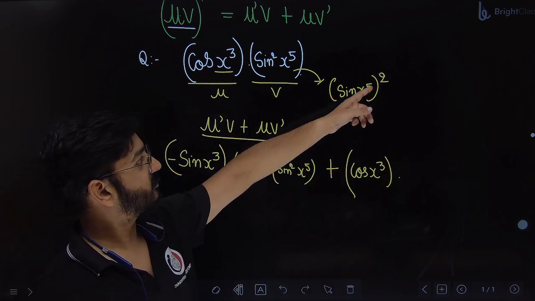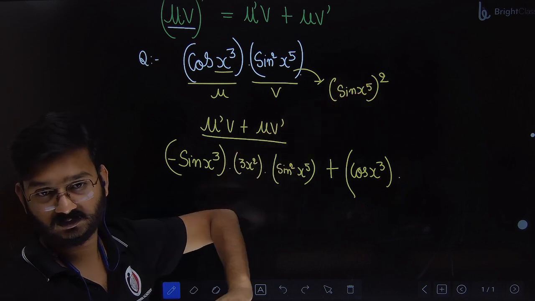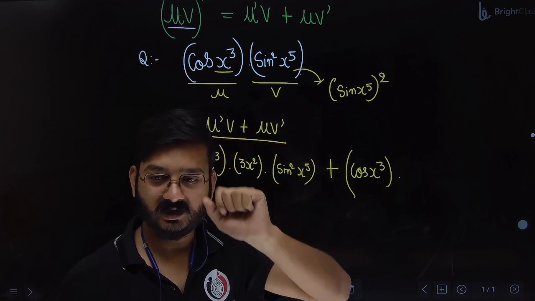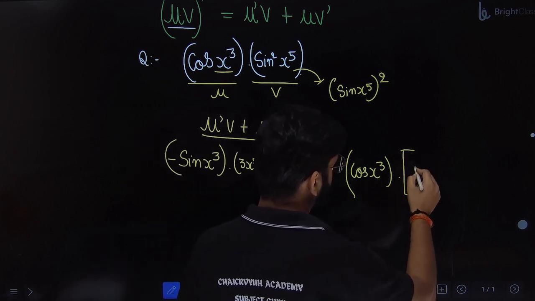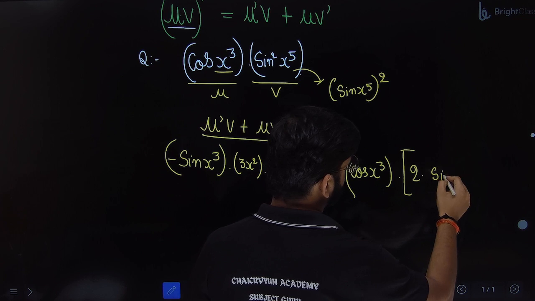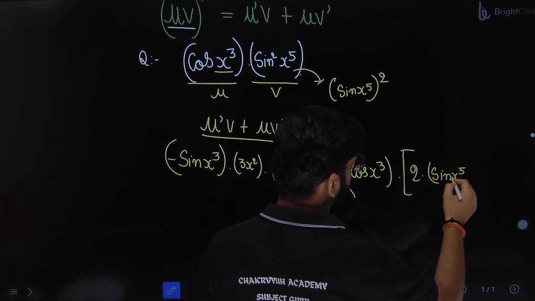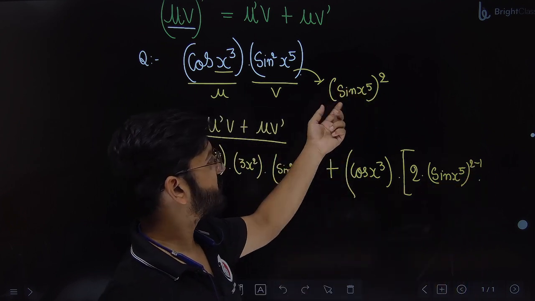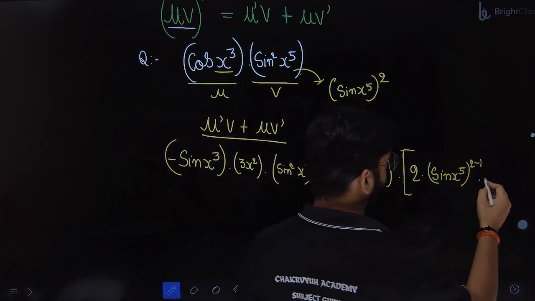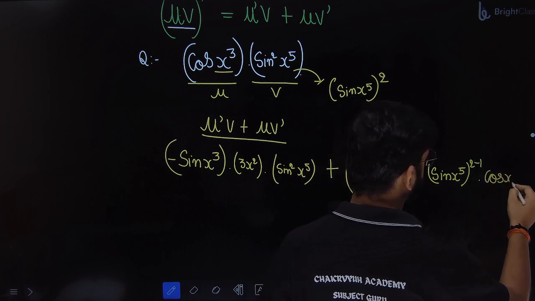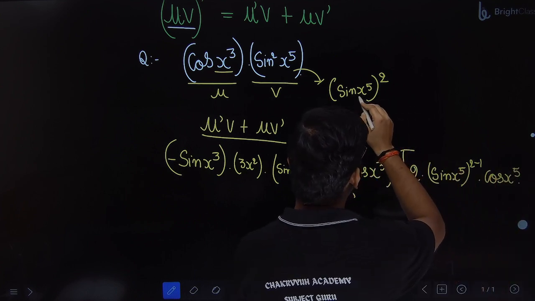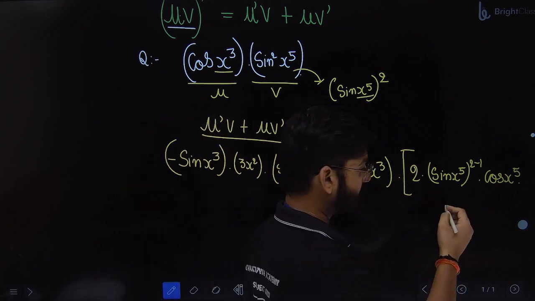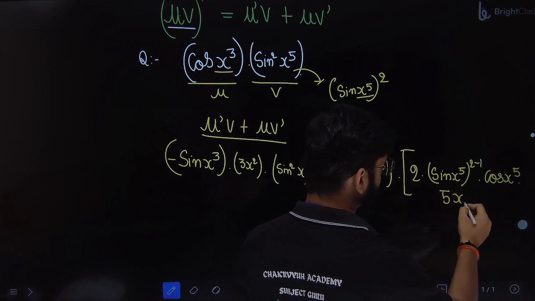So what is the outermost thing in this? 2. So we'll use which rule? Power rule. N into x to the power n minus 1. So 2 into sine of x to the power 5, to the power 2 minus 1, into. Now what is inside the square? Sine theta. So sine theta will give cos theta. Now what is inside sine? X to the power 5. So again power rule, n into x to the power n minus 1.